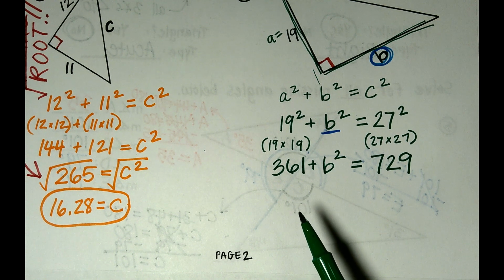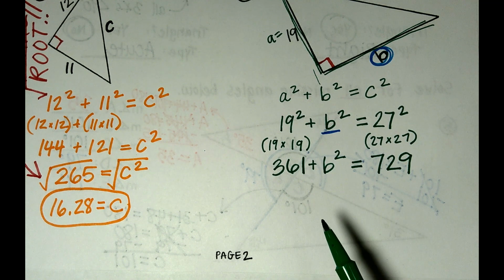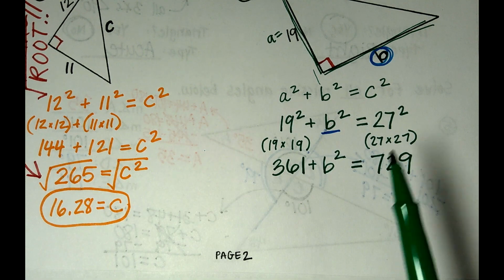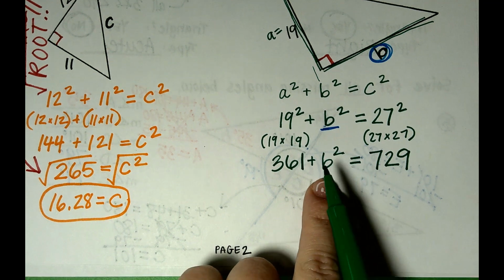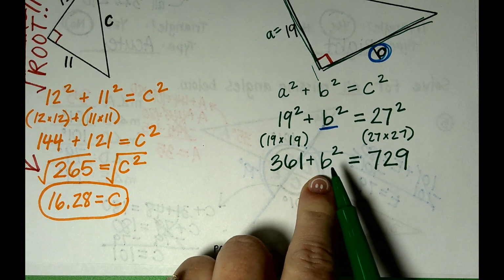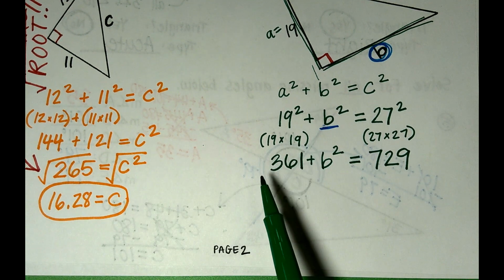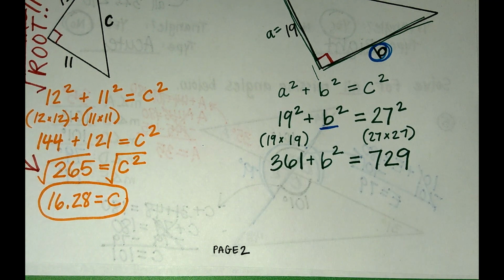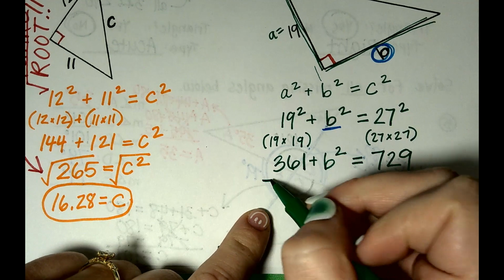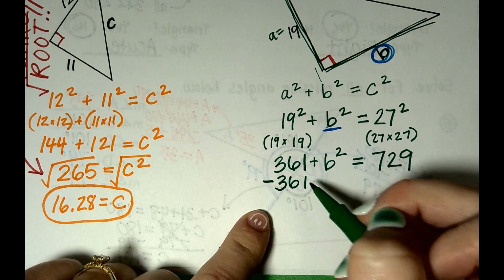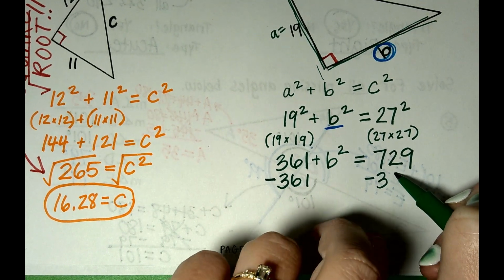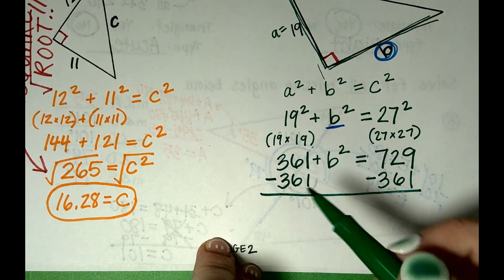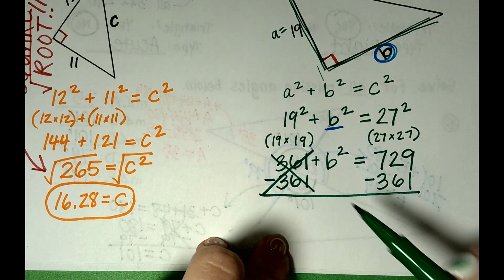So this is the only thing that's different. Instead of now combining like terms by adding on the same side, now you're trying to get B by itself. So exactly what you said, Arthur, we're going to subtract 361 from both sides. Okay, see, you guys know how to do this. Minus 361 minus 361. Okay, those will cancel.